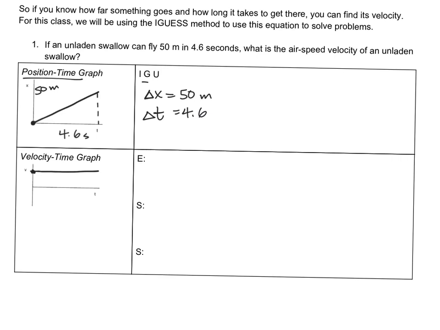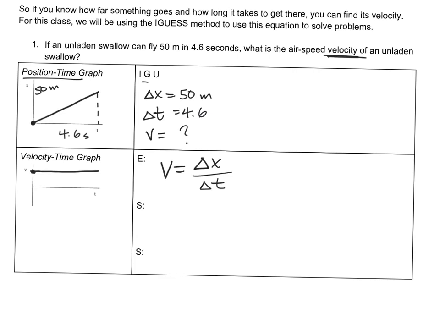The question asks, what is the airspeed velocity? Velocity. And that's our U, our unknown. Velocity is question mark. So we've done image, we've done givens, we've done unknown. Now we're on to equation. Our equation was written earlier. It is that velocity equals delta x over delta t.